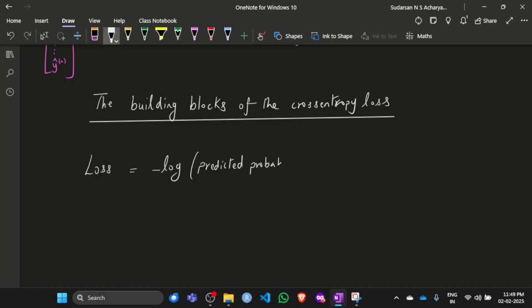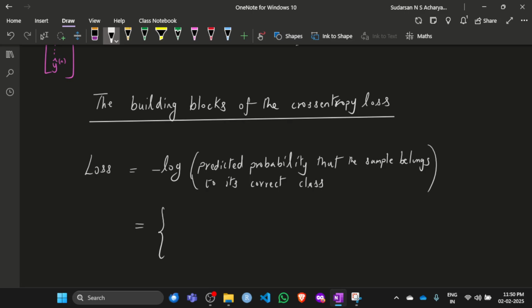So, the negative log of the predicted probability that the sample belongs to its correct class. So this is how we motivated the loss function, and it kind of makes sense. The motivation for this definition is that if the predicted probability is close to 1, well, if the predicted probability that it belongs to the correct class is close to 1, you have the negative log of 1.